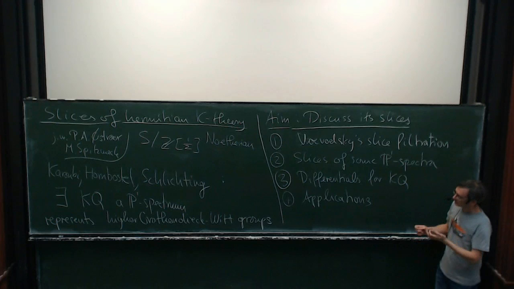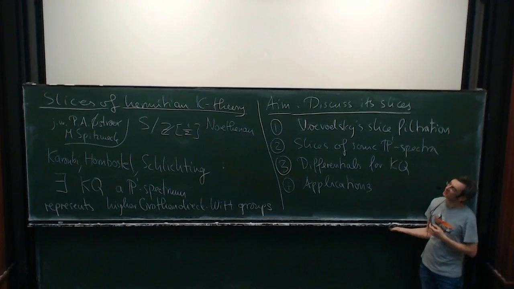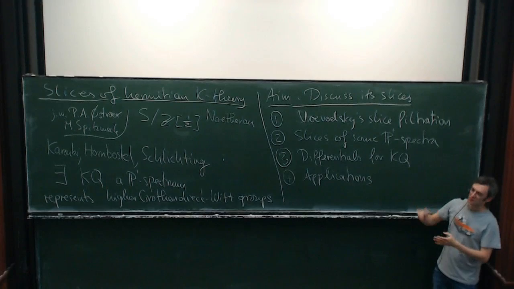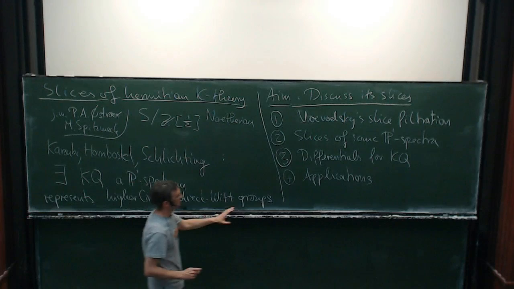Probably, I should say that in connection with these applications, when I was asked to give these talks, I thought, okay, this is all fine. But in the last month, Tom Bachmann posted a preprint on the arXiv which discusses the very effective slice filtration on Hermitian K-theory. This here is the effective filtration that I will discuss, and from a certain perspective it is an ineffective filtration. I should mention Tom Bachmann's work here as well.